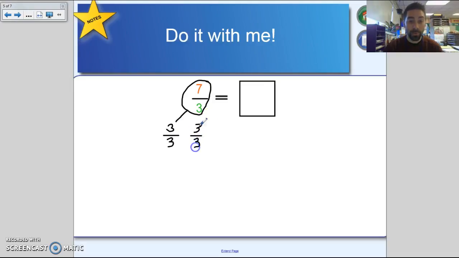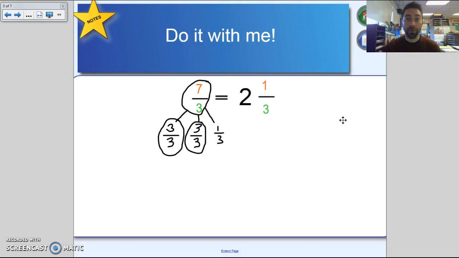I cannot pull out another 3/3. So that means I have a leftover. I have a remainder. And that's 1/3. That's left over. And so now I'm going to circle my groups of one whole. And my remainder is my fraction that gets added on. So that's 1 whole, 2 wholes, and 1/3. So I rewrite it as 2 and 1/3.